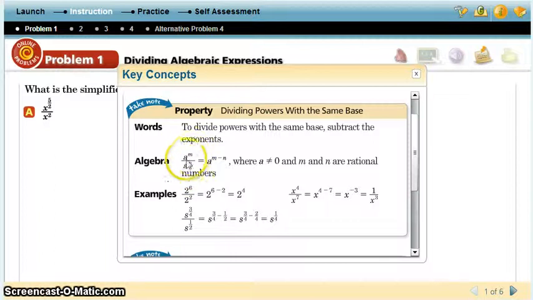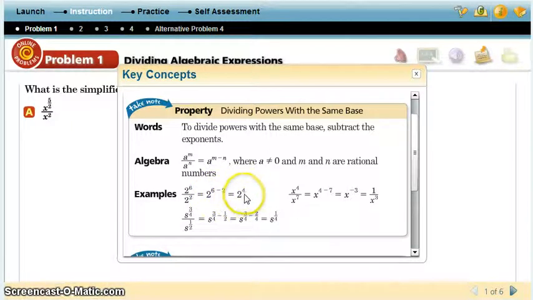We have a to the m divided by a to the n, and you just simply subtract your exponents. So it's exactly like the multiplication where you write the base one time. Like this example, we have 2 to the 6th divided by 2 to the 2nd. So we write the base one time, our base is 2, and we simply subtract our exponents. So it's very, very easy. So 2 to the 4th.